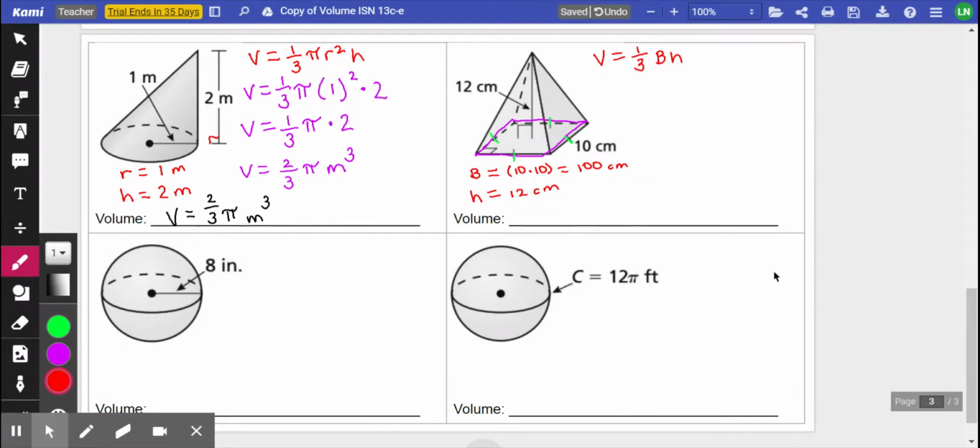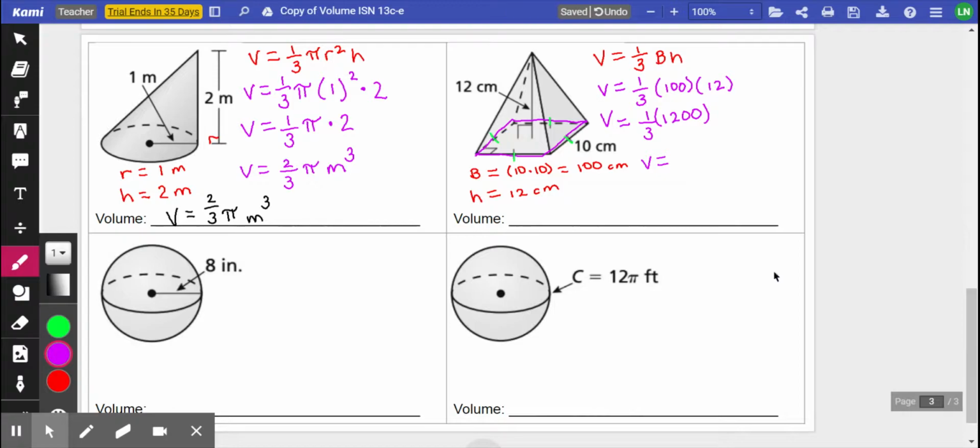So I have my 2 things that I need. I'm going to go back to my formula and plug these guys in. So we have 1/3 times the area of that base we said was 100, times the height we said was 12. And let's simplify and then add our units. So 100 times 12, that's going to give us 1,200. Stick that in parentheses because we're still multiplying. And then I can go one step further. We know what that is.